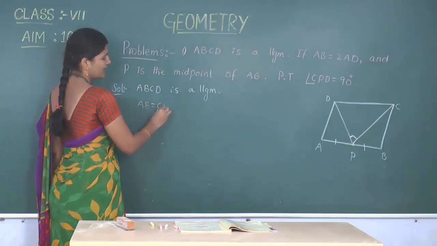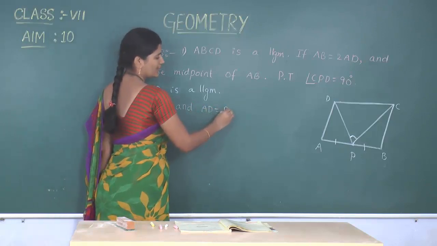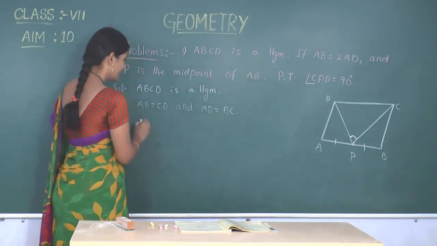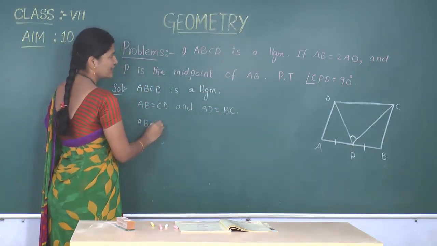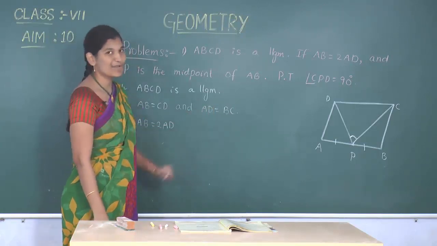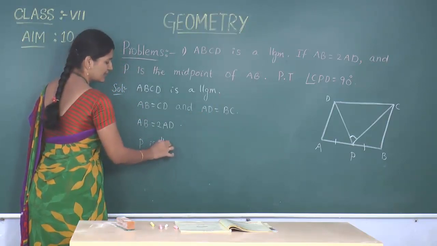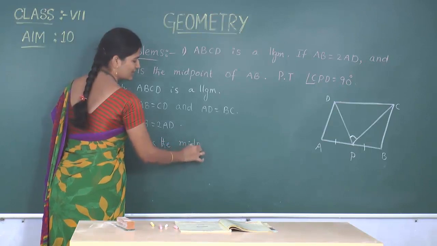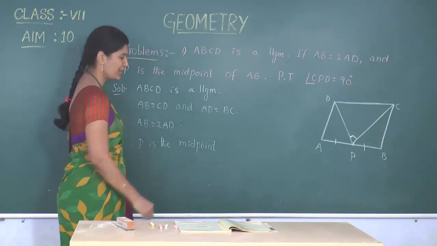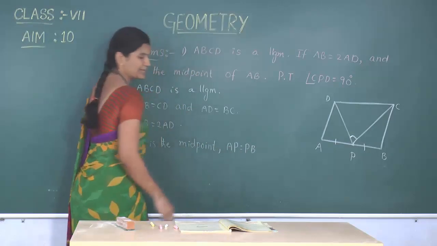AB is equal to CD and AD is equal to BC. In problem they given one condition, that is AB is equal to 2AD, and also they given P is the midpoint. P is the midpoint means AP is equal to PB.